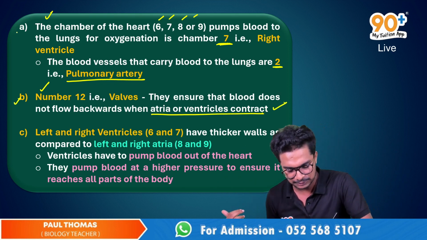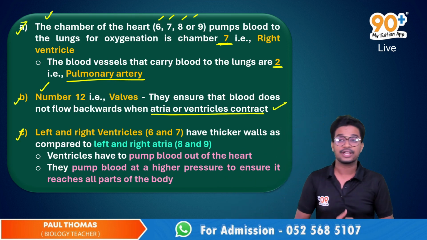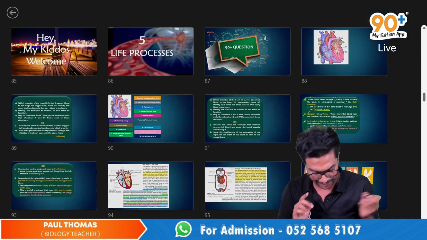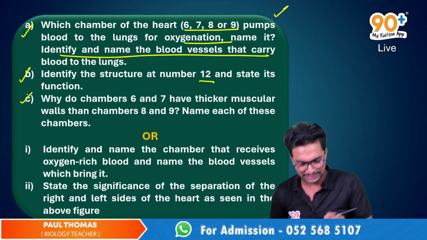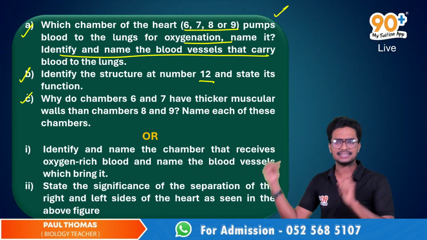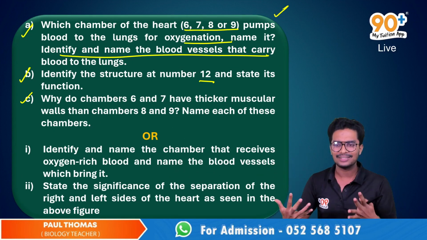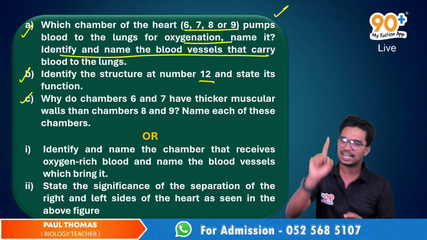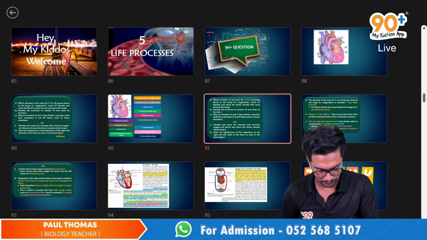Now we complete the first part and second part, and now we are moving on to the C part. We need to look into the C part question. The C part question is, why do chambers 6 and 7 have thicker muscular walls than chambers 8 and 9? Name each of these chambers. Okay, we can look into that.